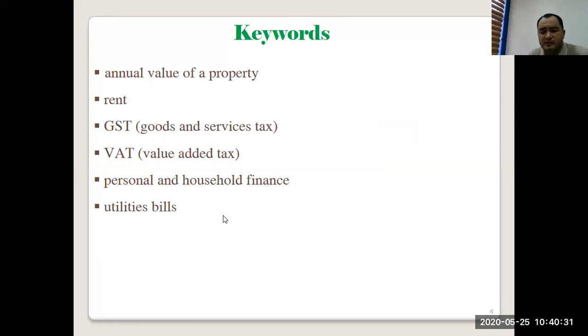Utilities bills means at the end or at the beginning of each month, we pay for the water we are using at home, for our shower, for toilets, for washing dishes, and also for electricity and for trash. This kind of stuff.